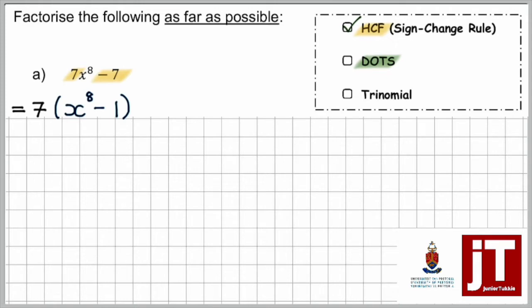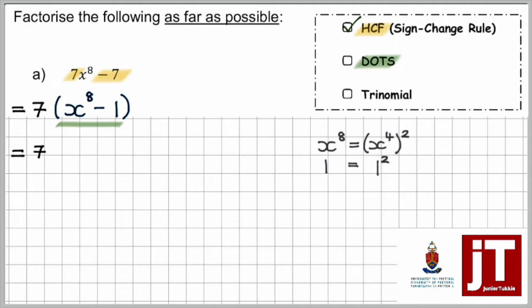Do we have a difference of 2 squares? Well, we have 2 terms contained in the set of brackets that are separated by a negative sign. The first term is x to the power of 8. And what you should realize is that we can obtain x to the power of 8 by saying x to the power of 4, to the power of 2. We can obtain 1 by saying 1 to the power of 2. Therefore, both of the terms are perfect squares.